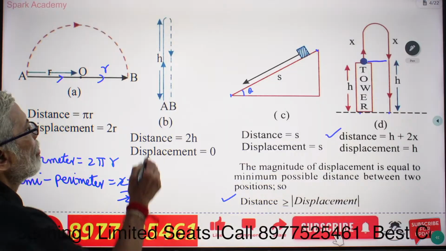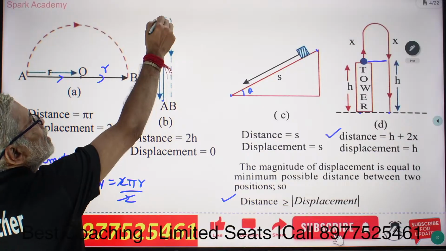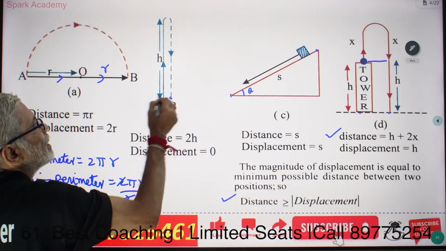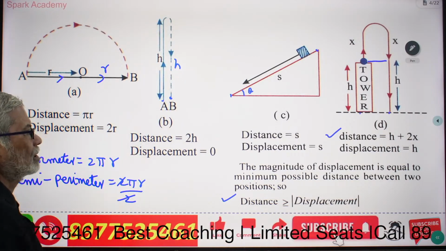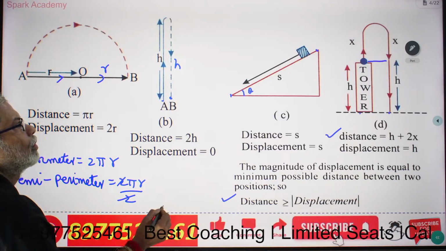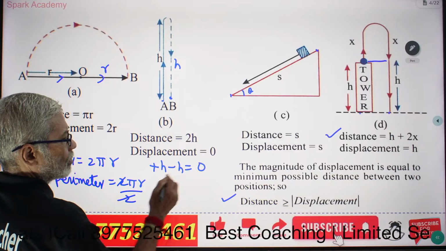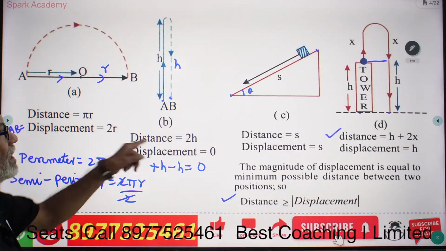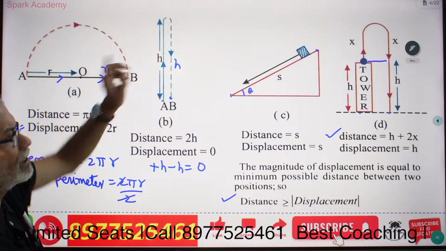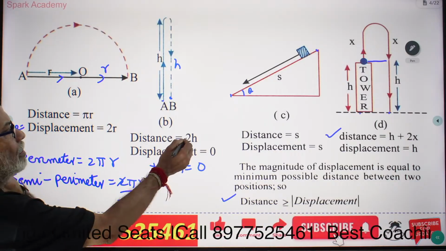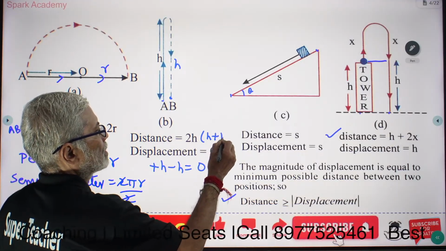In this example, a body goes up from point A, reaches up, then comes down to point B. The distance traveled while going up is h, coming down is h. So displacement is 0. Why? Because plus h minus h will be equal to 0. Are you following? But distance traveled: while going up, it travels h distance, while coming down, it travels h distance. So h plus h will be 2h. Distance will actually be h plus h.